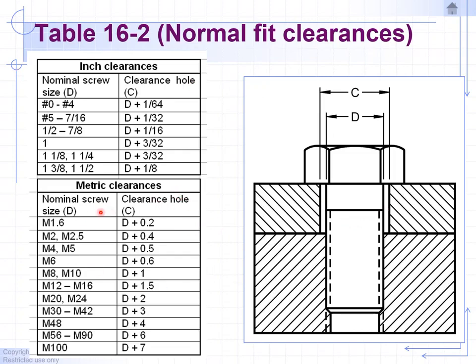And for metric, we're going to use these for our clearances. Okay, so these are the charts that you're going to follow. Typically, I'll go with 0.03 and maybe 0.06 for my clearances, depending on the size of the bolt.